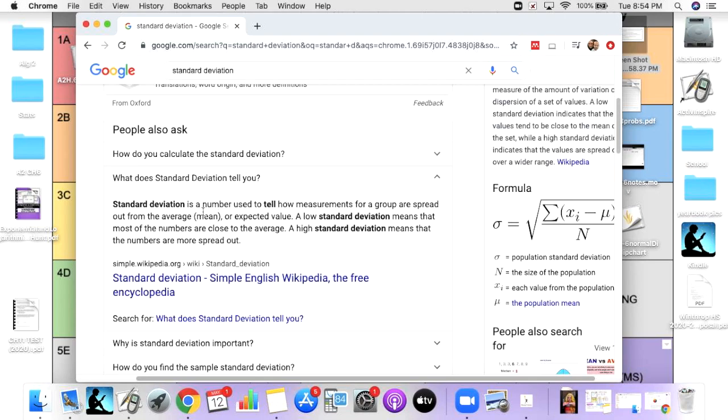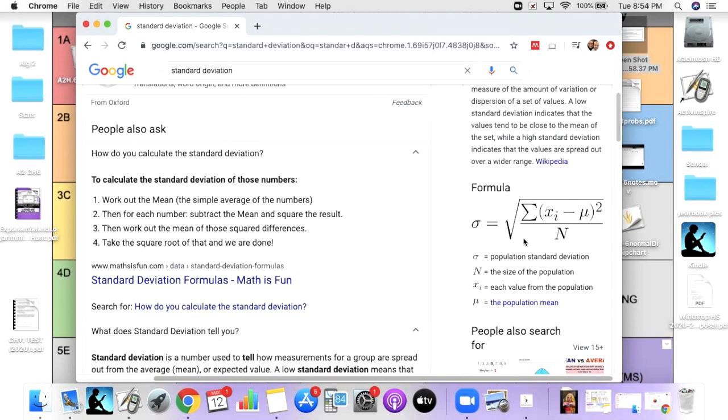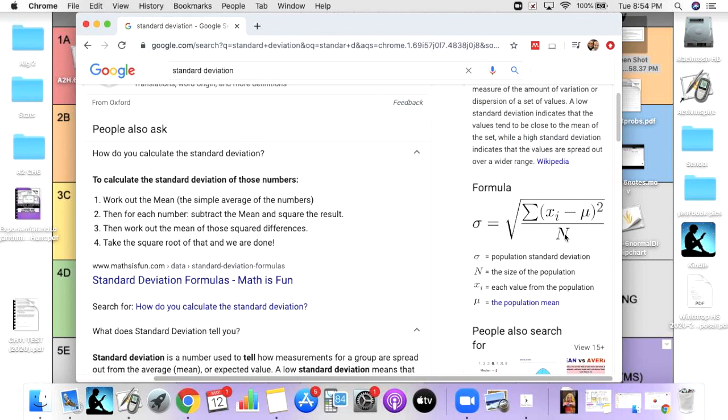Now, because it's a measurement of distance from the average, the way that we calculate it is pretty extensive. First you'd find your mean, then you take each raw data value and subtract it from the mean and square the result. We call those the squared differences, and then you add them all up, and then you take the square root of that. The formula for it is over here. So this would be your data minus your mean, squared.